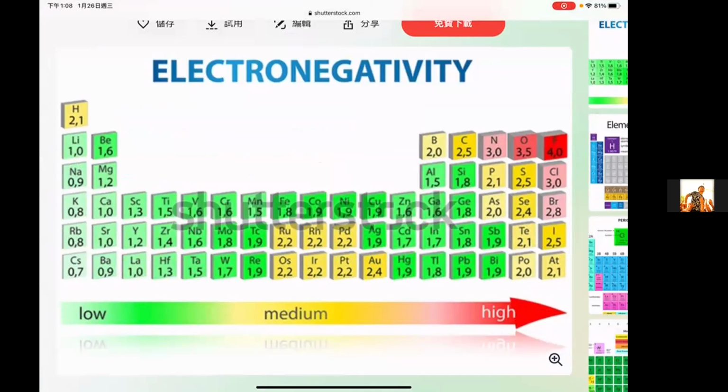How about H and C? C is negative, H is still positive, but C is 2.5 and H is 2.1. So the difference is just 0.4, which means this covalent bond is very slightly polar. The pulling force on the bonding electrons towards the carbon is rather weak. In other words, those hydrogen atoms will not be easily ionized compared with the hydrogen atom directly attached to O.